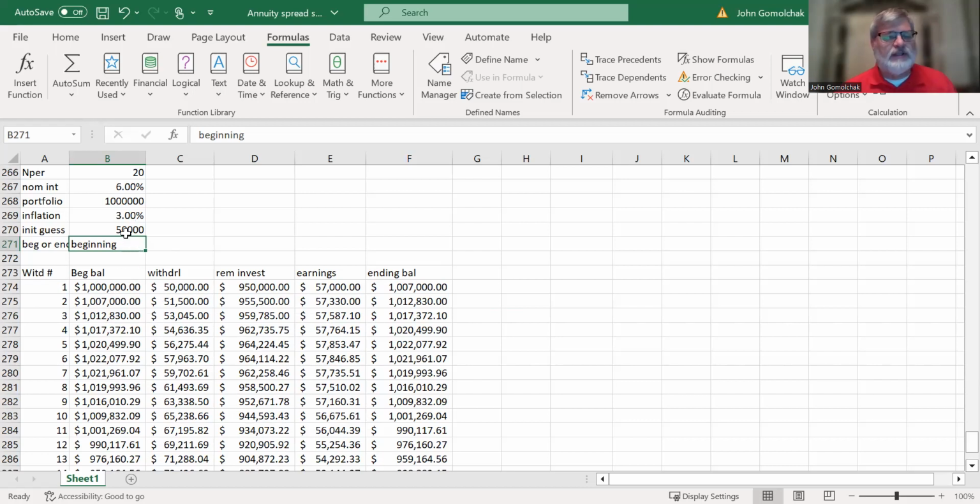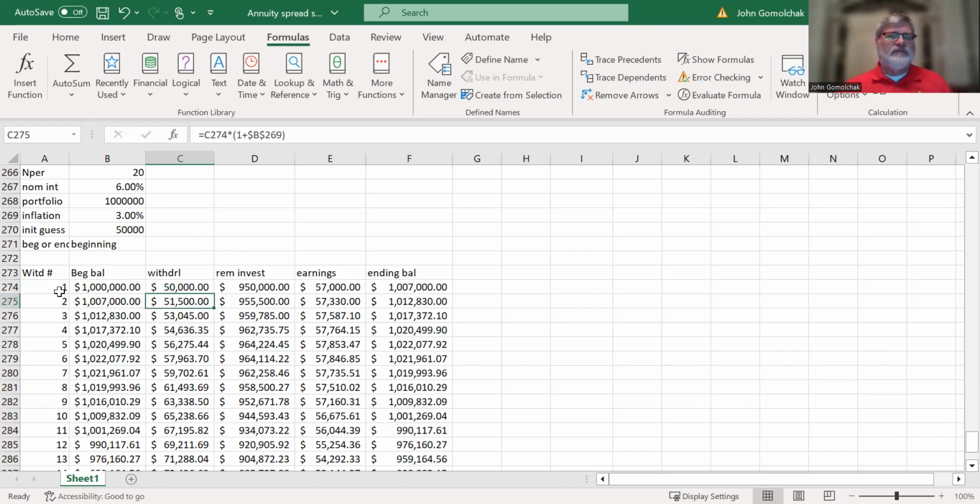So that is, if you look at it, it's going to be set to B270. All right, remaining investment. So the $1 million minus the 50,000, because the 50,000 is taken out at the beginning of the period. So that 50,000 is gone before we make any of our earnings. So we end up with a remaining investment of 950,000. Then we multiply that by the 6%, and that becomes the $57,000 earnings. That actually gives us an ending balance bigger than where we started.